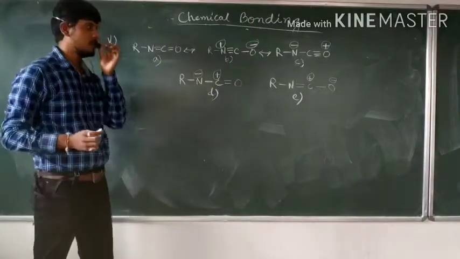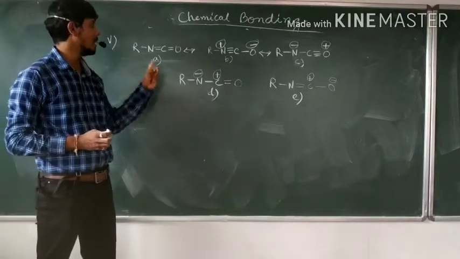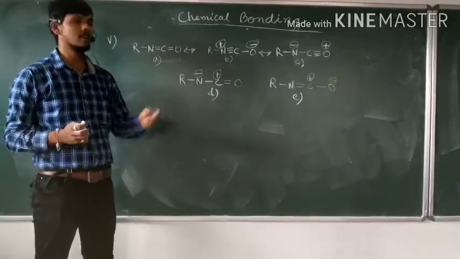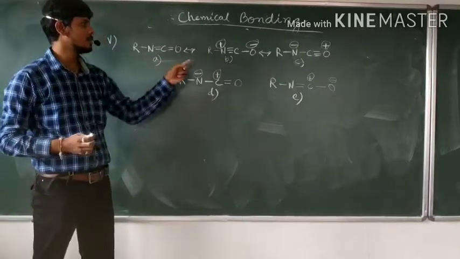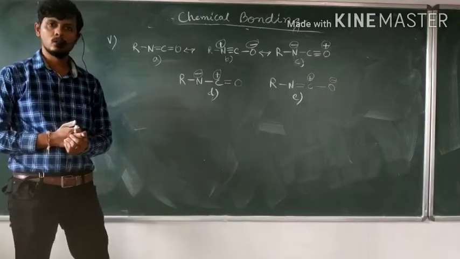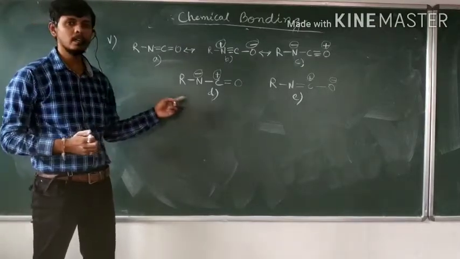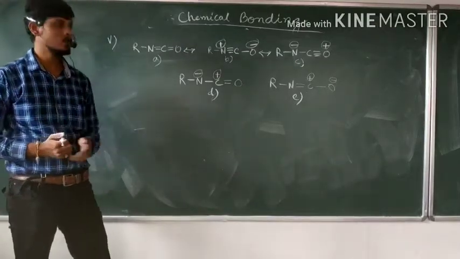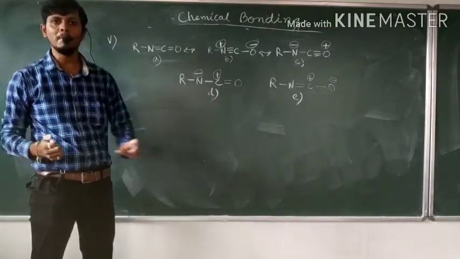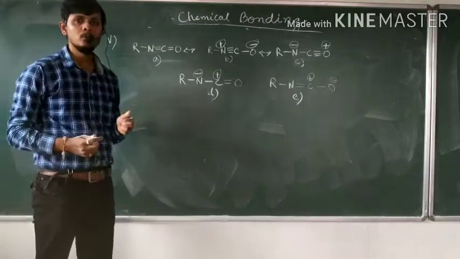There are 5 resonance structures of the same molecule, alkyl isocyanate. This molecule is given to you, and there are 5 resonance structures. You are told to arrange these in decreasing order of stability, from major contributor to minor contributor. So how will you decide?